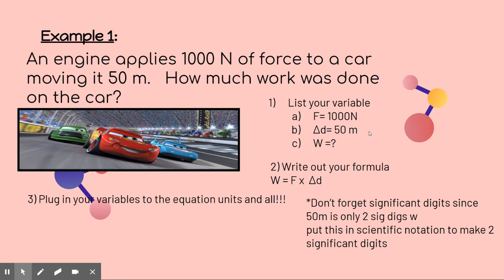So now I'm going to take all of my stuff and plug it into my equation. My newtons make sense. I have meters, so I don't need to convert it. I'm going to plug it in as is. So 1,000 newtons times 50 meters gives me 50,000 joules. There's my answer. Stop, because it's not correct yet, because we need to put it in significant digits.